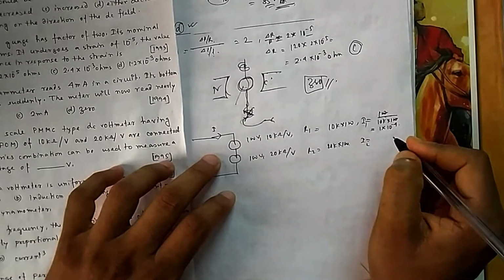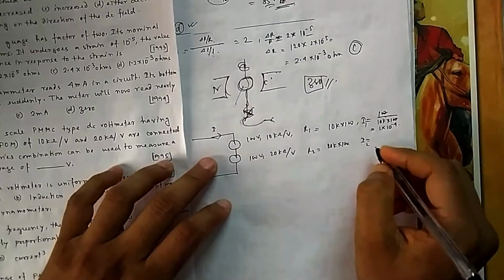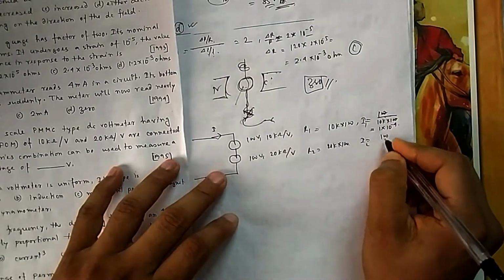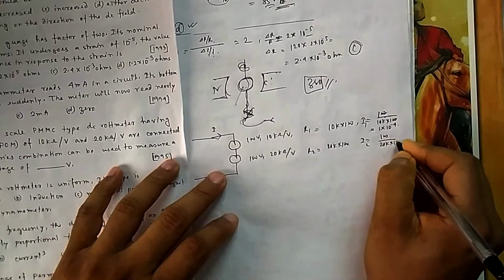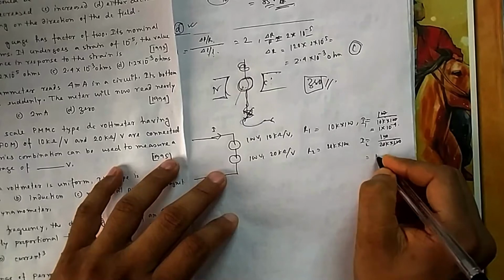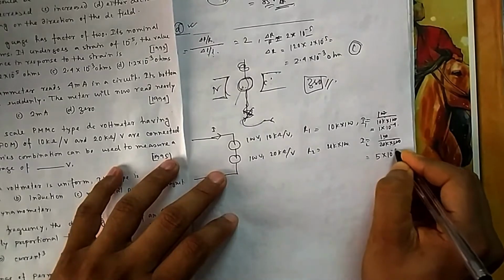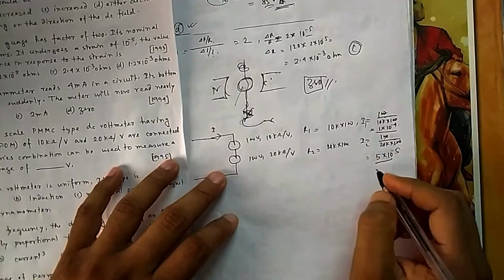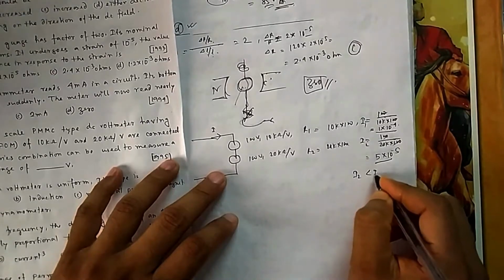1 into 10 to the power minus 5, minus 4. And if you do this one, that will be 100 divided by 20k into again 100. This is V by R, so 100. So it will be 5 into 10 to the power minus 5. So which one is smaller, I1 or I2? So obviously I2 is smaller than I1.